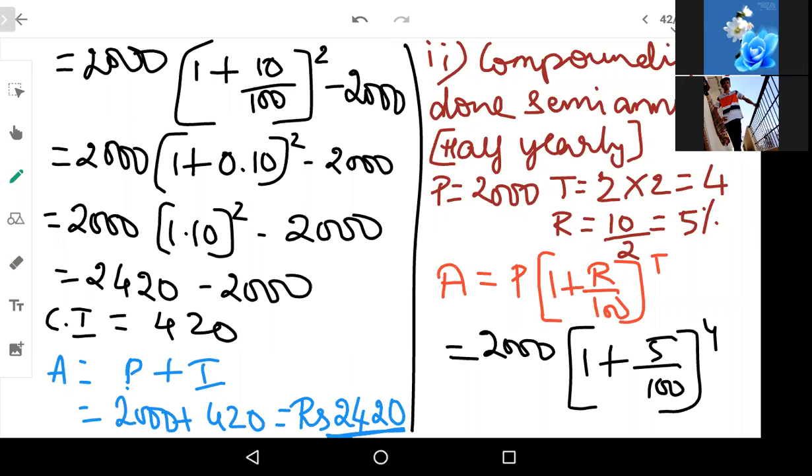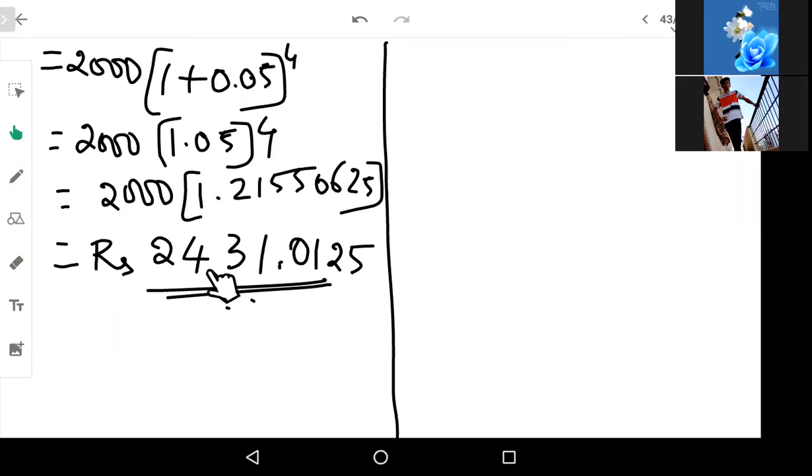Now, if you see, if you compute it annually, you get 2420. But if you compute it semi-annually, you get a little more than that, that is 2431. Is it clear? Understood? Good. Now, moving on to the third part of the question. The third question is asking us to solve it quarterly.